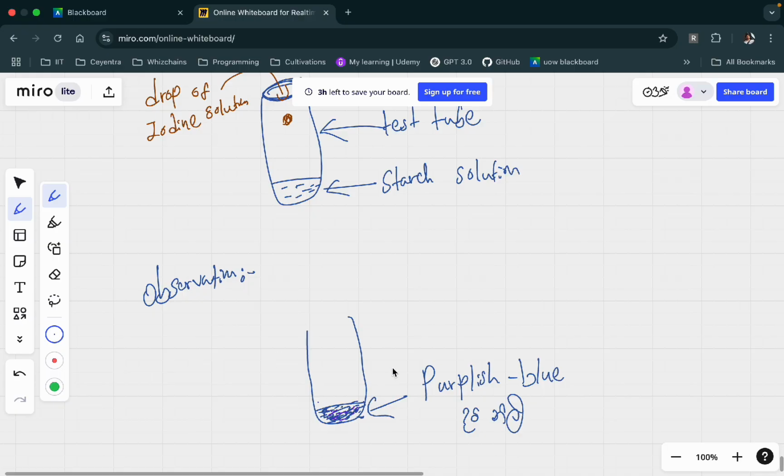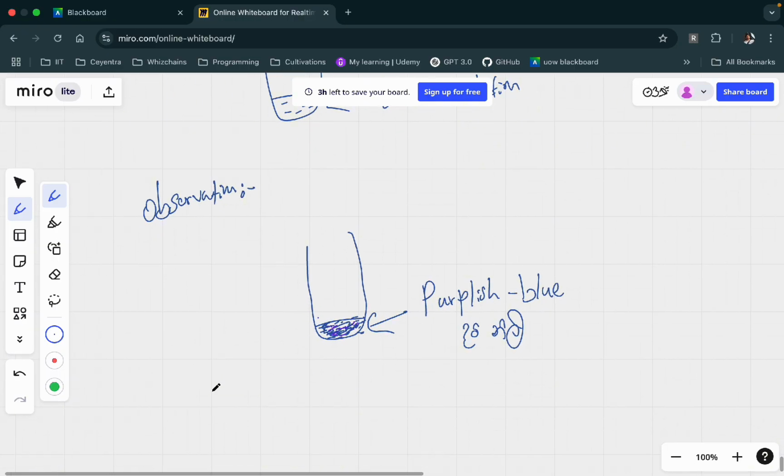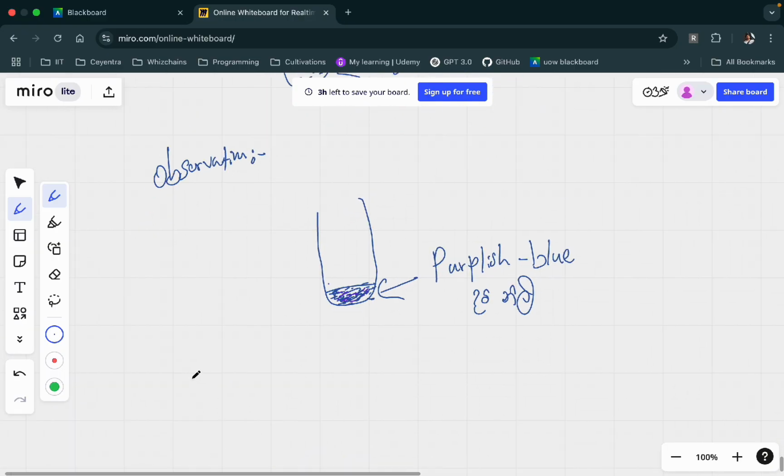It turns into purplish blue color. So what's the observation? We can observe that the solution turns into purplish blue color. So that's the observation. You can write down: the solution turned into purplish blue color, or we can observe a color change to purplish blue. That's the observation.